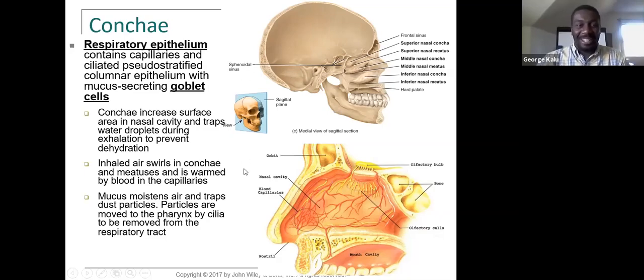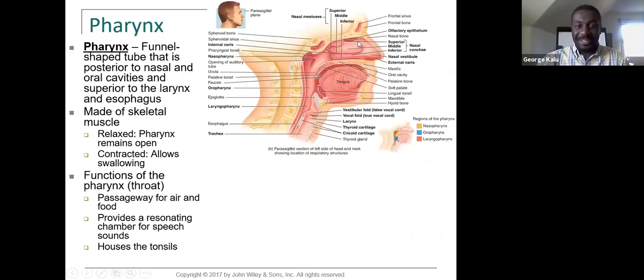Okay. Cool. So those are the conchae. Again, those are found within the lateral walls of the nasal cavity. Once air moves from the nasal cavity, it moves through the internal nares, and then it reaches the pharynx. The pharynx is a funnel-shaped tube in the back part of your nasal cavity and the back part of your mouth. It's posterior to the nasal cavity and the oral cavity, and superior to the larynx and the esophagus, which are down here.